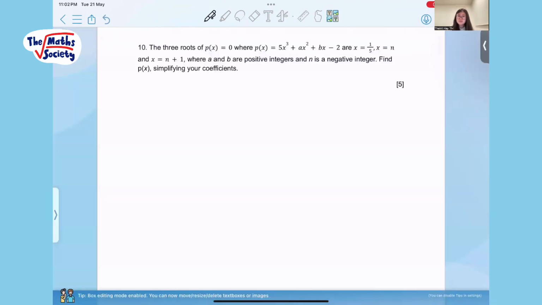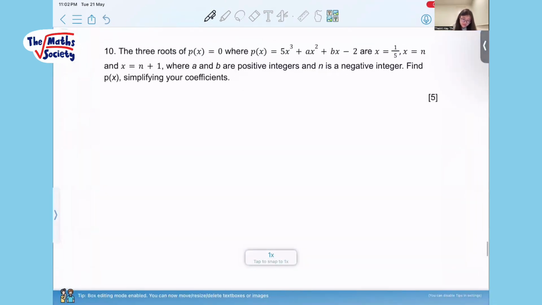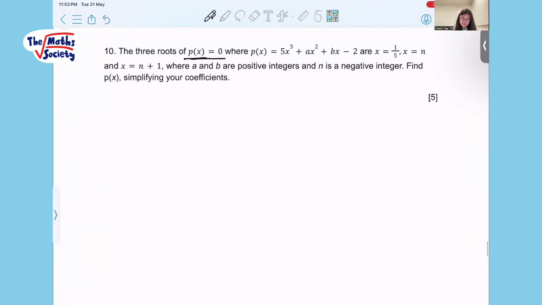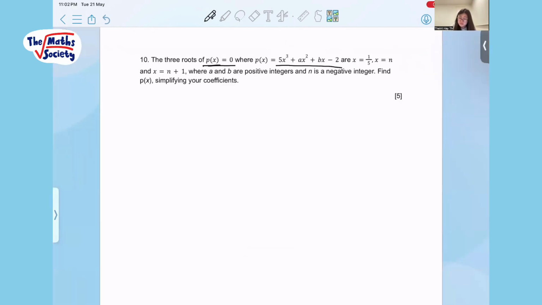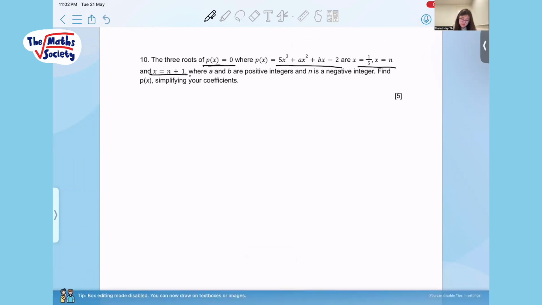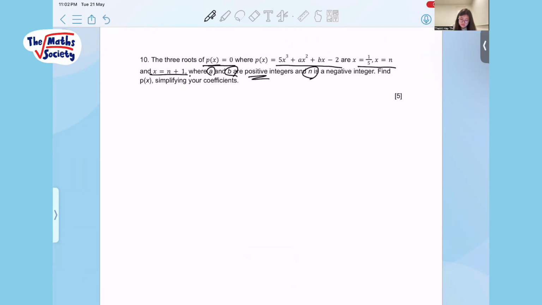Yeah, so now for number 10, we have that the 3 roots of p(x) equal to 0, where p(x) is equal to, you have an equation already, which is 5x cubed plus ax squared plus bx minus 2, and the roots are x equal to minus 1, x equal to 1 over 5, x equal to n, and x equal to n plus 1. And where a and b have to be positive integers, but n has to be a negative integer. So we have to find p(x) and simplify our coefficients.